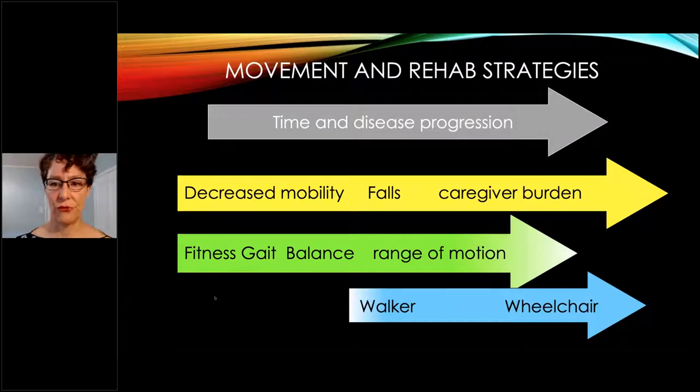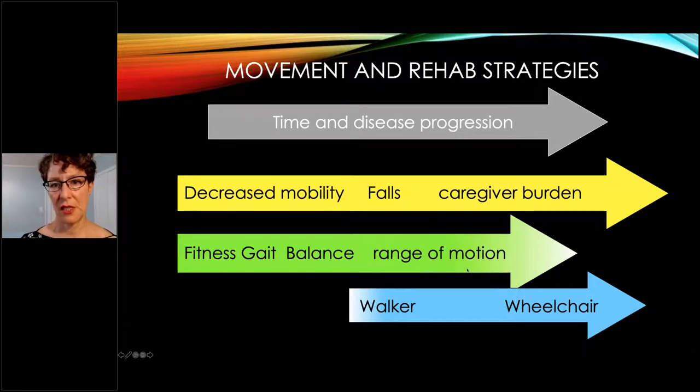So that's what we're trying to do first, is really push the fitness as much as possible. As the disease progresses, you may have more mobility deficits. Then we might be going towards, can we just train functional mobility? Can we still work on those functional mobility habits? We're always focusing on balance, but it might take even more precedence here. And as we get towards more difficulties with balance, that's when we might get towards things like using an assistive device.